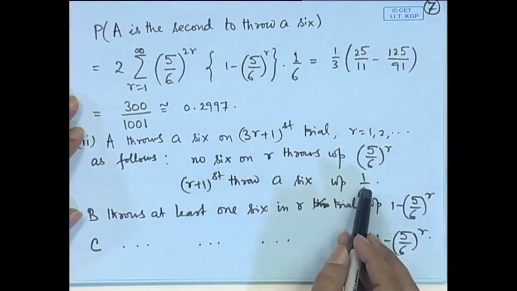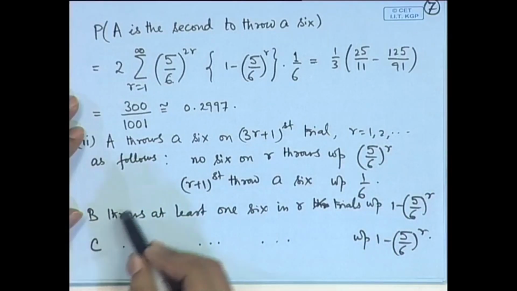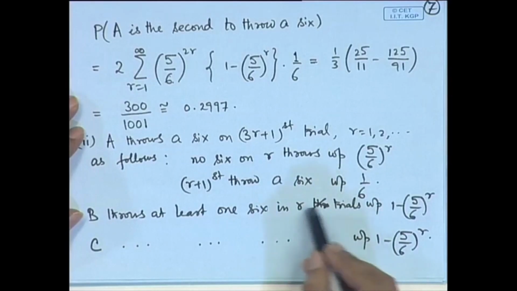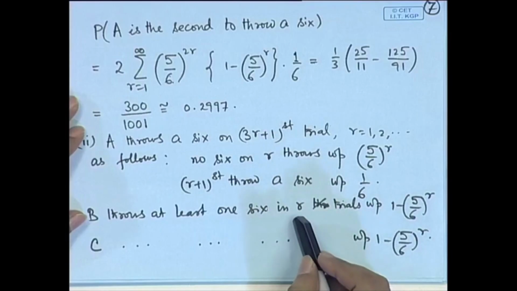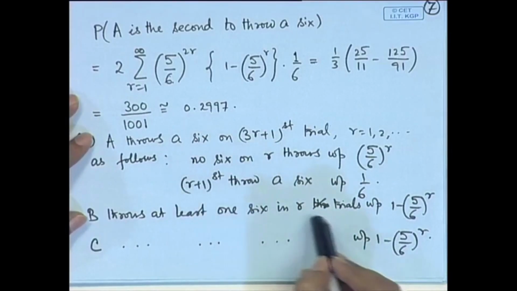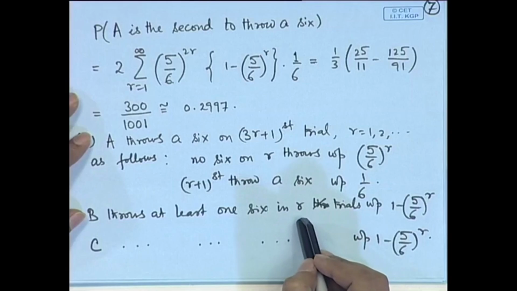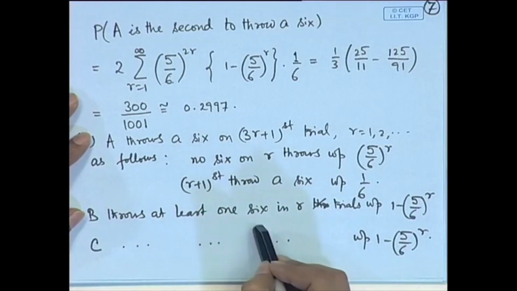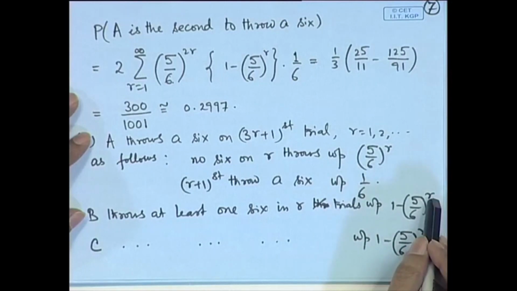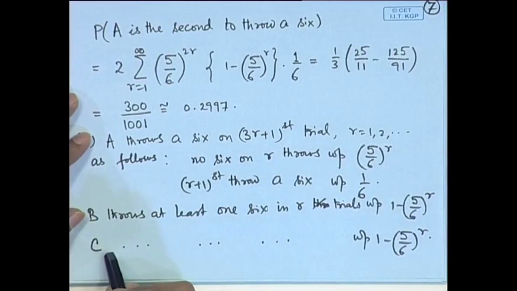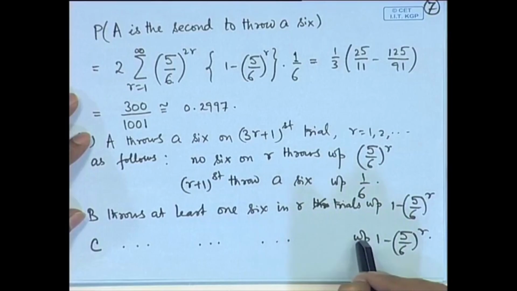And if he is last to throw a 6, that means both B and C must be able to get at least 1 six in their r trials, which are held before the 3r plus 1th trial. So, using the argument which we gave in the first part of this problem, the probability that B throws at least 1 six in r trials will be 1 minus 5 by 6 to the power r. And in a similar way, the probability that C throws at least 1 six in r trials will be 1 minus 5 by 6 to the power r.